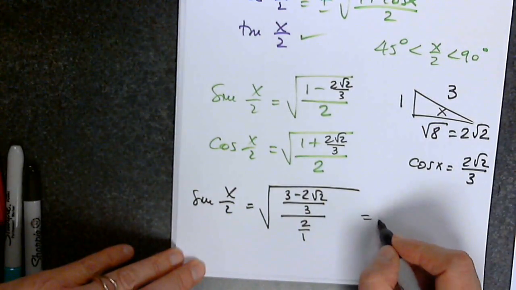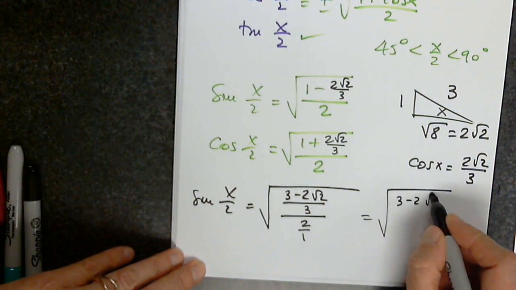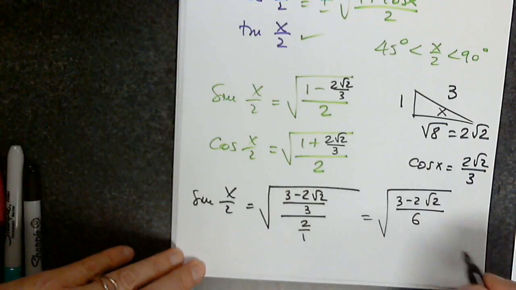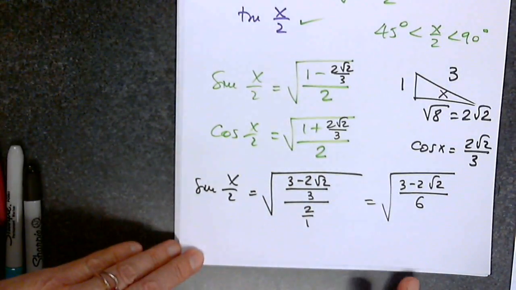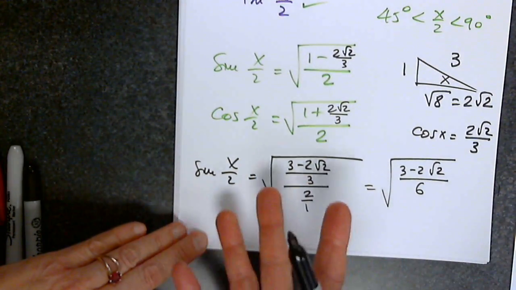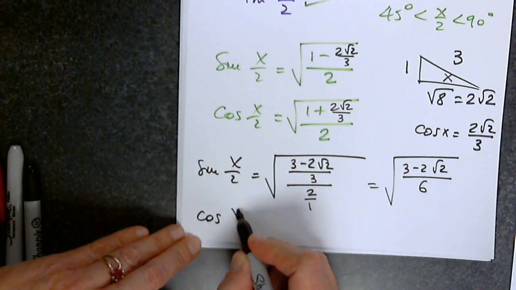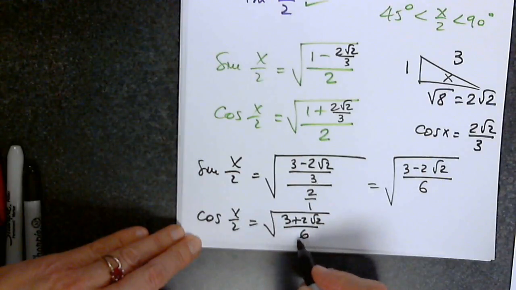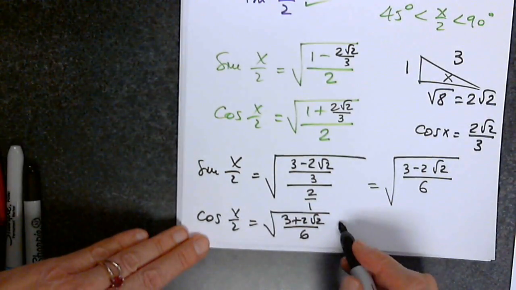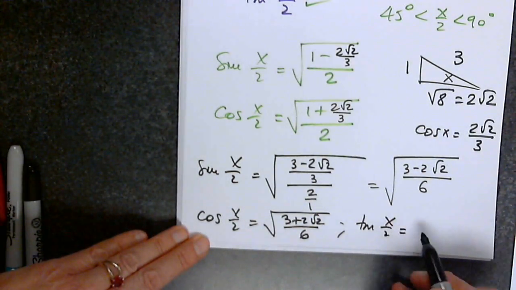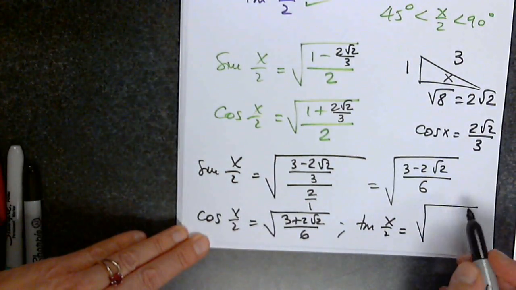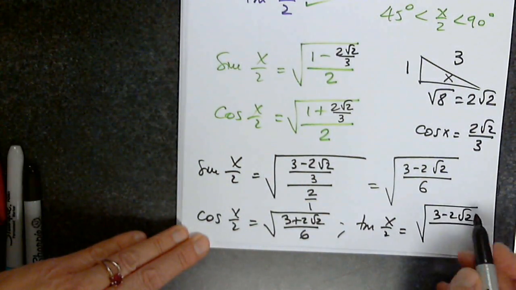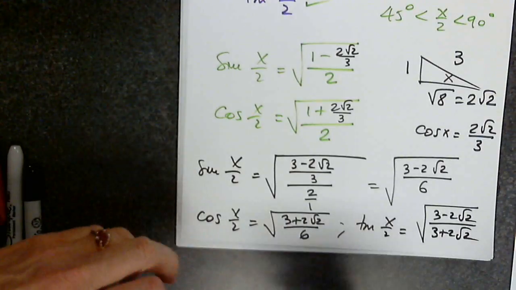And flip. So 3 minus 2 square root of 2 over 6, and I wouldn't mess with it any further. Everything is the same for cosine, which will be 3 plus 2 square root of 2 over 6. And again, for tangent, x over 2 will be top over bottom, of course: the square root of 3 minus 2 square root of 2 over 3 plus 2 square root of 2.